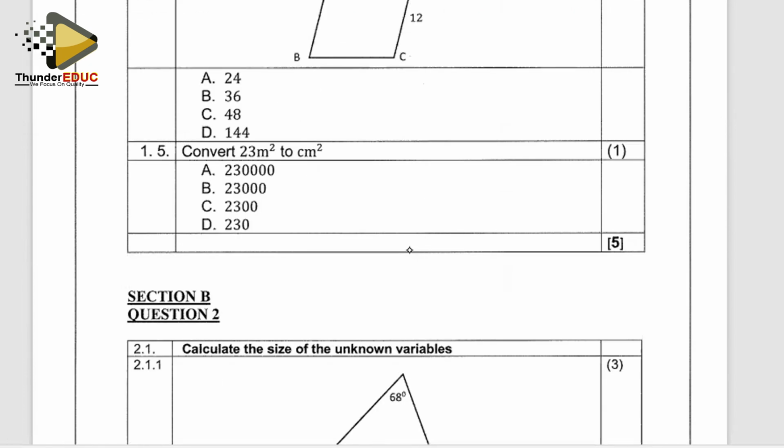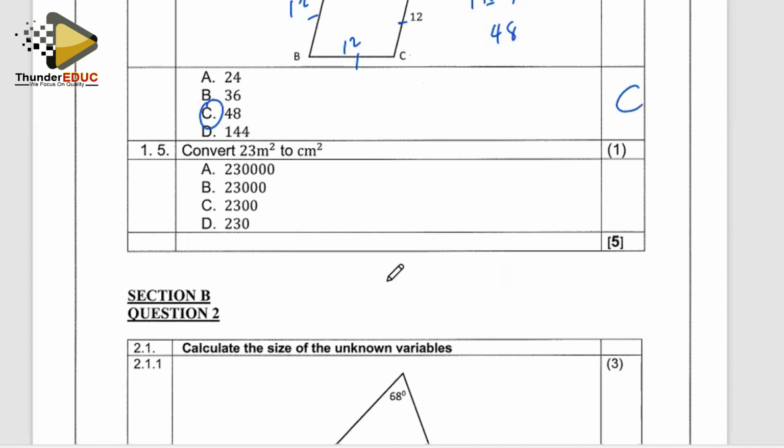1.4, calculate the perimeter. We know that perimeter, regardless of the shape, is just the distance around the shape. If they specifically focus on the rhombus, we know that all the sides of a rhombus are the same. So this is a 12, this is a 12, that is a 12. It's going to be 12 times 4, which gives us 48. Option C would be the best option.